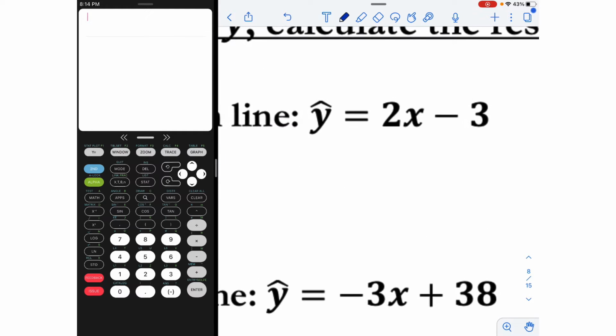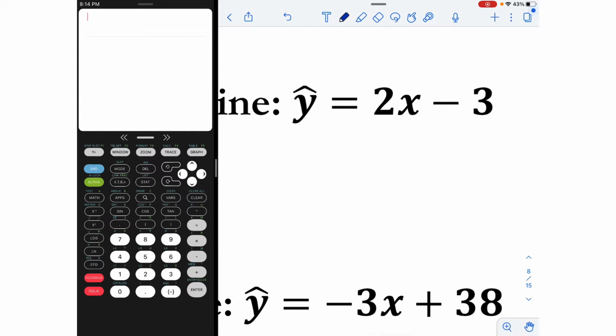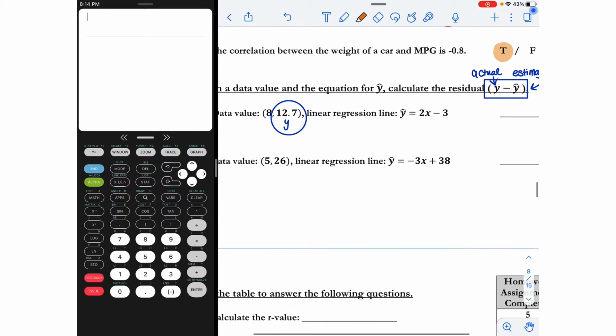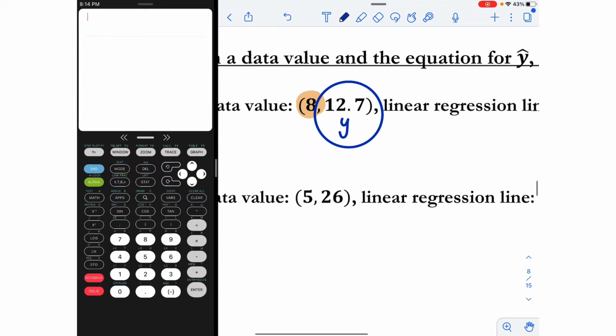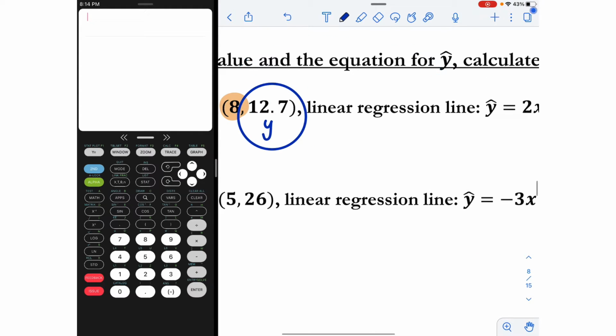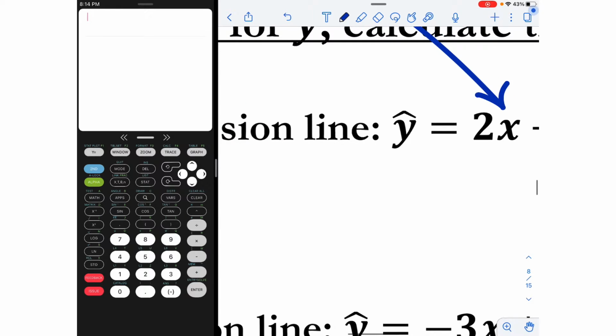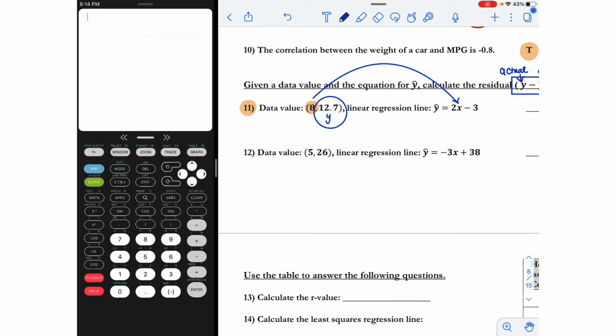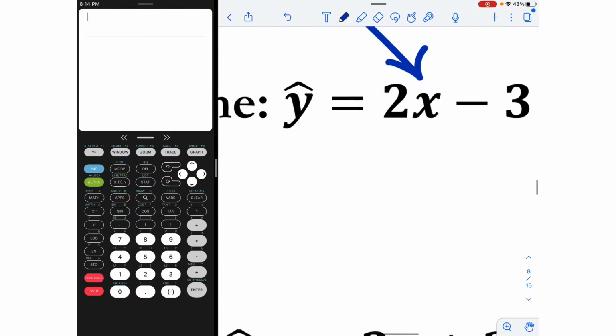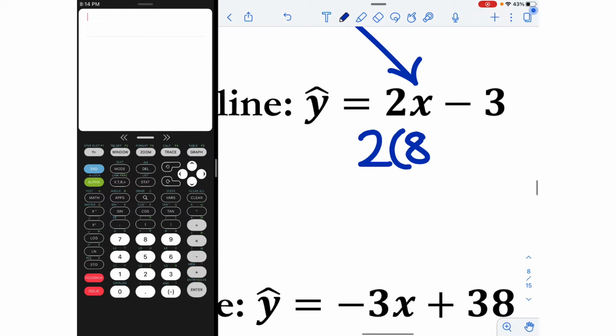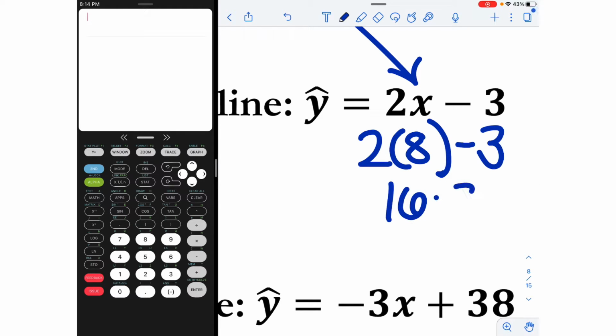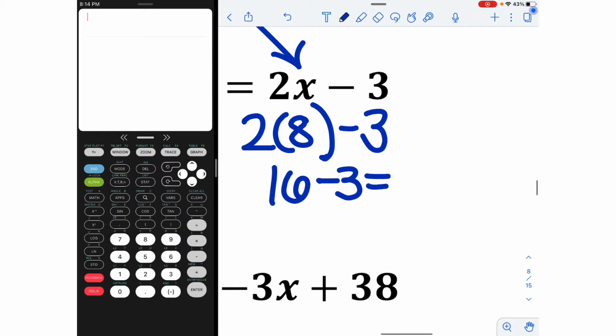The linear regression line, they give us the equation. So to find the y hat value, I'm going to take the number 8 and plug it into the x. And that's going to give me the y hat value, the estimated value when x equals 8. So when x equals 8, I get 16 minus 3, which is 13. So that's the y hat.